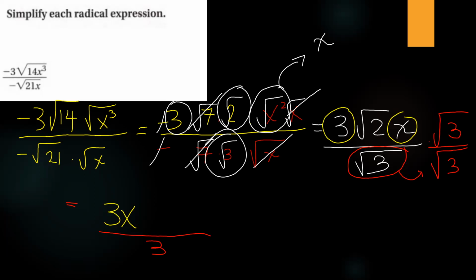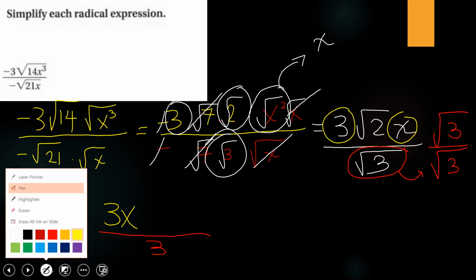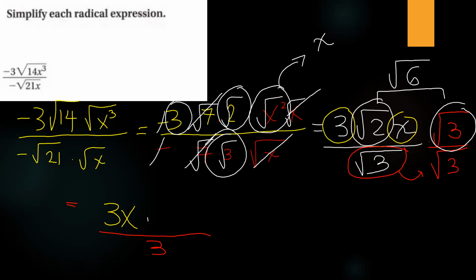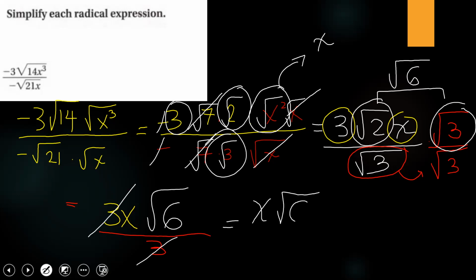Then let's multiply the radicals. First, we multiply the numerical parts, then we multiply the radicals. Here we have square root of 2 and square root of 3. If you multiply them, what do we get? Square root of 6. Bravo. So did I finish now? No, I can cancel the 3. So we have x square root of 6. This is now the final answer. Is it correct? Yes, my answer is correct.